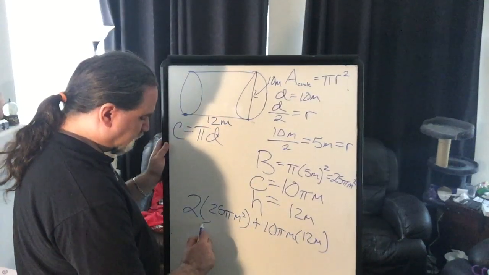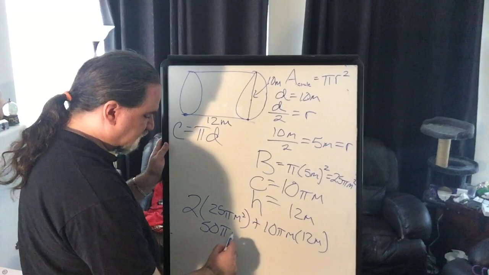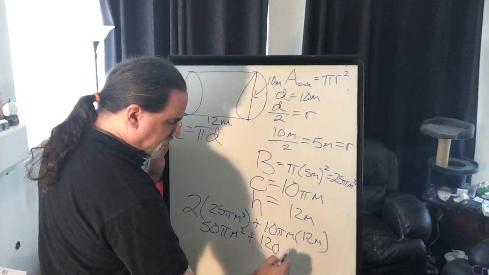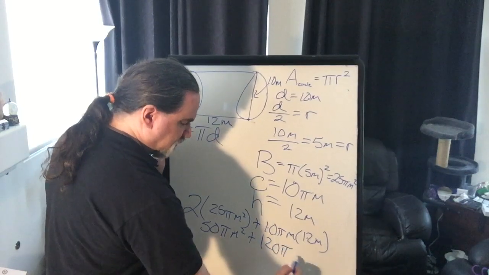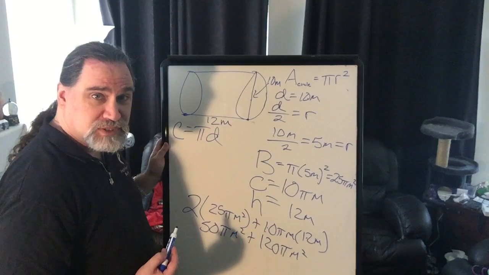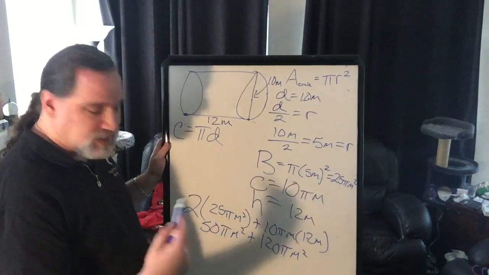Two times 25 would be 50. And notice I'm still leaving pi every step of the way. 10 times 12 is 120. And there's that pi. So pi, meters times meters gets me meters squared. So now both of these are, notice they're both meters squared because I'm finding area, surface area.